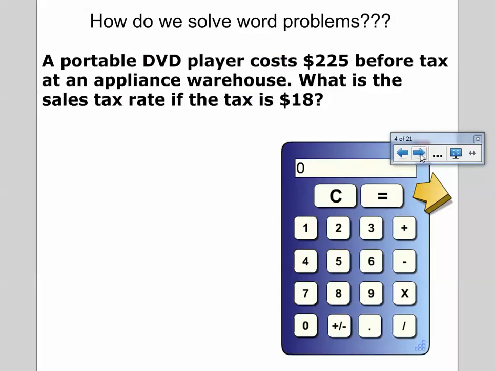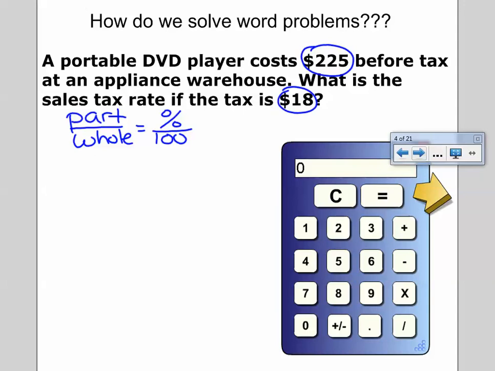Well, we need to remember that it's is over of, but it's also part over whole. So when I read this word problem, be thinking about what is the part and what is the whole in my problem. So a portable DVD player costs $225 before tax at an appliance warehouse. What is the sales tax rate if the tax is $18?